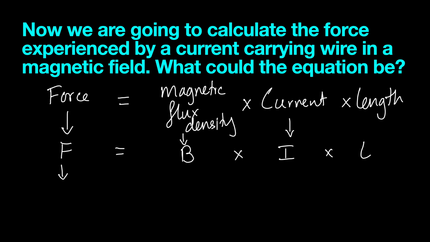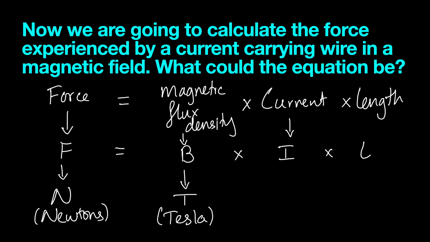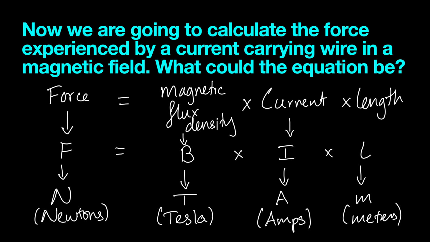As we know from topic 2, force is measured in newtons. Magnetic flux density is measured in Tesla. Current is measured in amps or amperes. And length is measured in meters. Make sure you've taken all this down as it's extremely important.